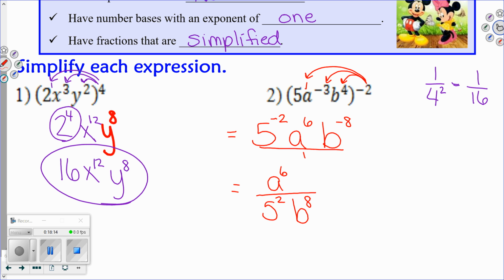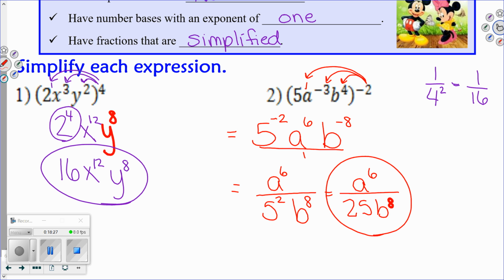Now am I good? No? There's a 5 squared sitting there. So a to the 6th on top. What is 5 squared? 25. And then I have b to the 8th. You got to go through that checklist in your mind. Make sure there's no negative exponents. I can't have any zeros for exponents. I can't leave a number with an exponent on. I got to actually simplify all that stuff. How are we doing so far? Okay, decent? Oh, decent. I'll take decent.